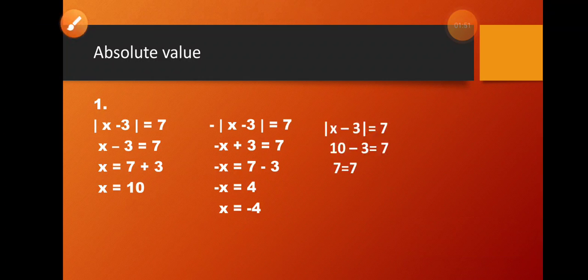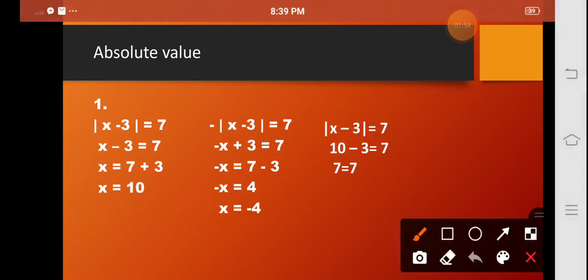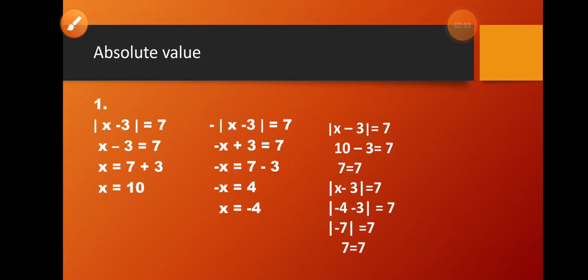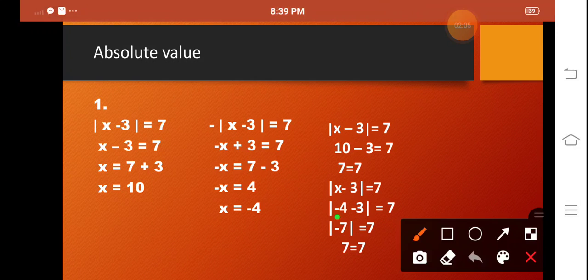Let us check. If we substitute x with 10, the result is 7 is equal to 7. So we are correct. What if we substitute x with negative 4? Negative 4 minus 3 is negative 7. The absolute value of negative 7 is positive 7, which is equal to 7. So the result is correct. So x is equal to negative 4 and x is equal to 10 are the possible values of x.